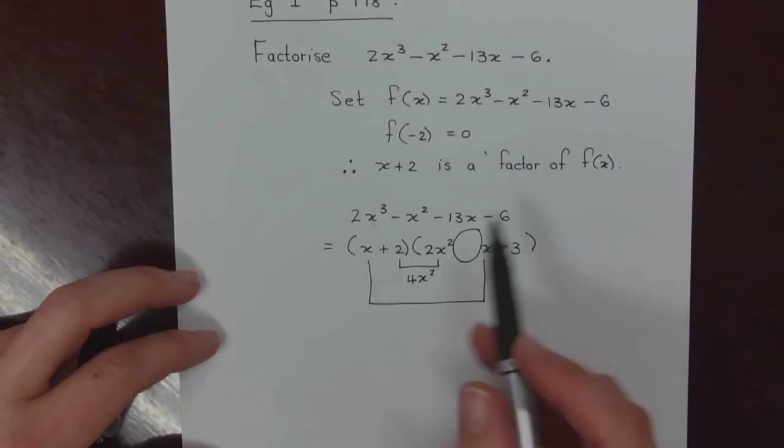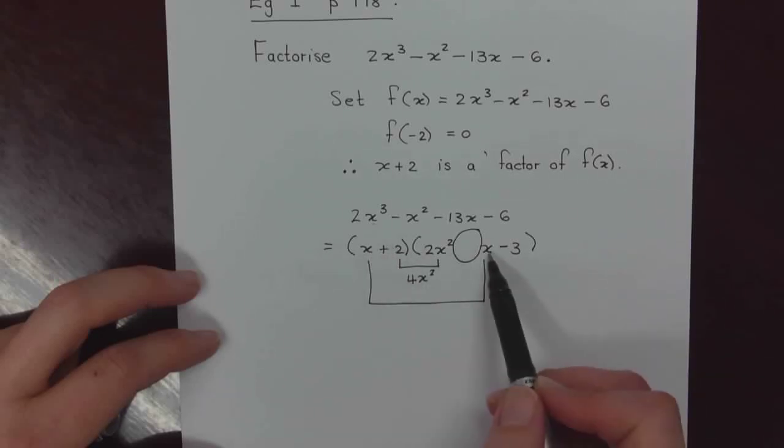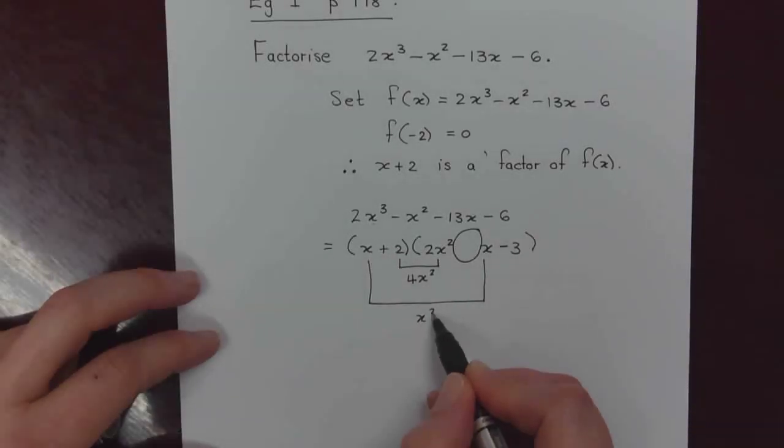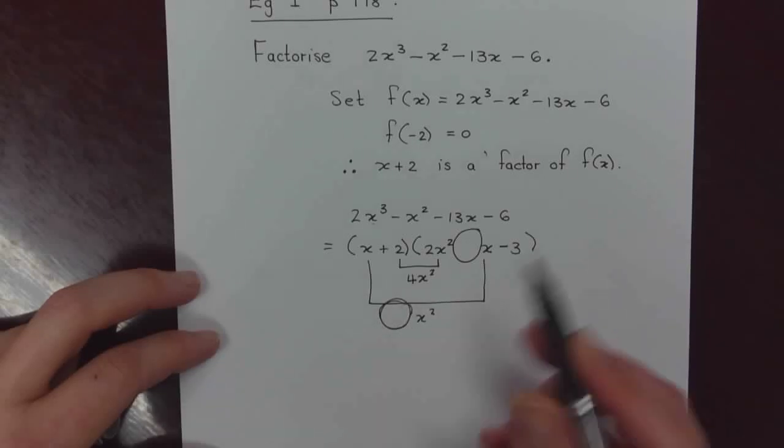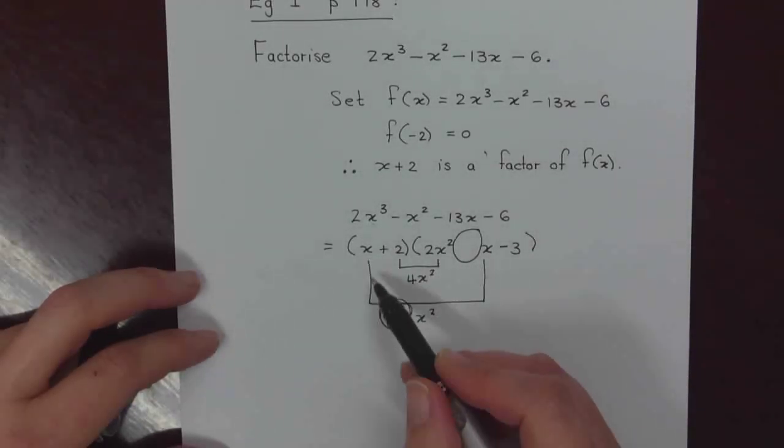But what you do notice is even though this coefficient of x is missing, if I multiply x by x, I end up with an x squared. I just don't know what the coefficient is. Now, the reason I did these two multiples is very, very simple.